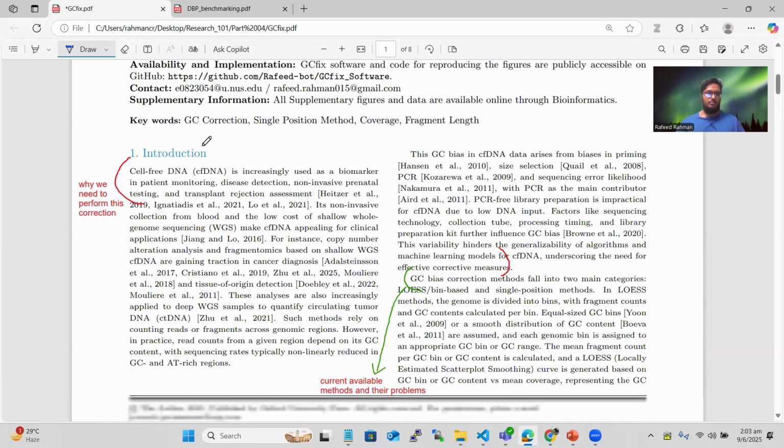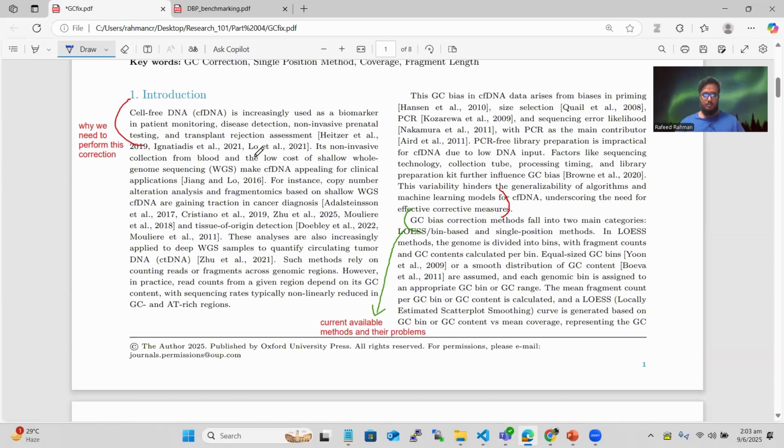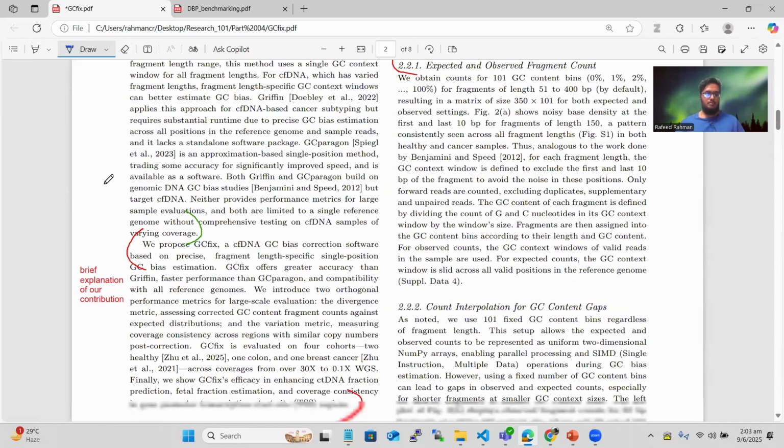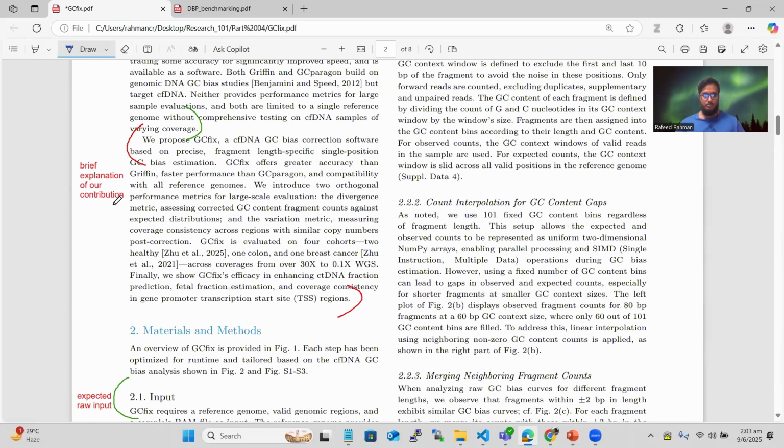Then we have the introduction section. Here you can see how the story is written. First, I talked about why we need to perform this correction, the motivation. Then I talked about the currently available methods and their problems. Then I gave a brief explanation of our contribution. After reading the introduction section, you understand what is going on in the entire paper. The introduction is the most important section of the paper because this is what people will read first and basically decide whether your paper is relevant to their work or not.